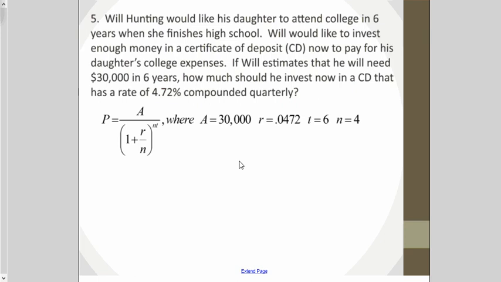All right, let's take a look at a problem where we're going to use this formula. Will Hunting would like to save some money for his daughter to go to school. So he's going to put some money away. He wants to know how much he has to put away right now in a CD, a certificate of deposit, if that CD is paying 4.72% compounded quarterly. How much would he have to put away right now? If you were thinking about this in terms of the original formula, A equals P times 1 plus r over n to the nt power, you can actually just put everything in right here.